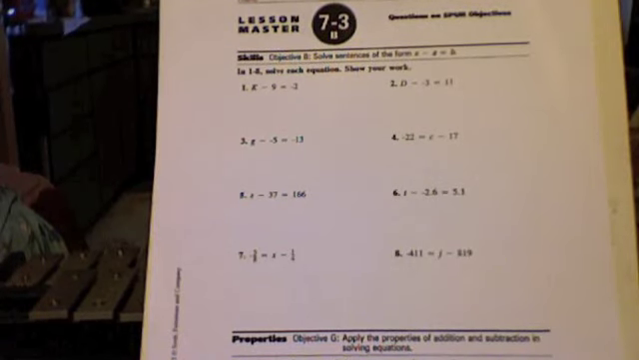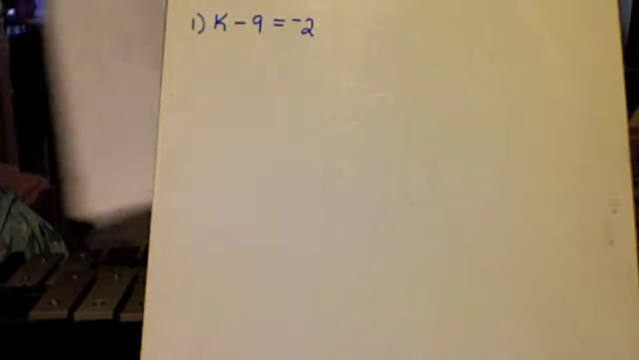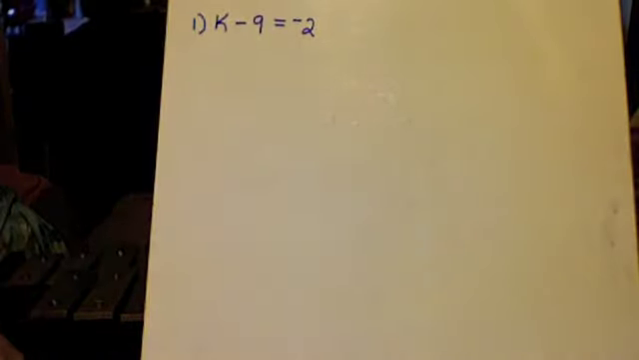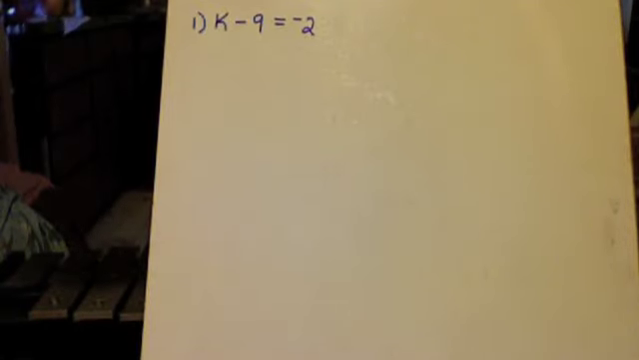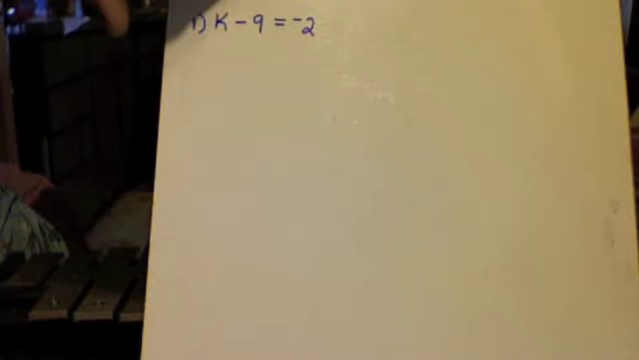We're going to begin on lesson 7.3b. The writing is too small, so I rewrote it, but we are on number 1. This lesson is on x minus a equals b. What that means is a variable minus a number equals another number.